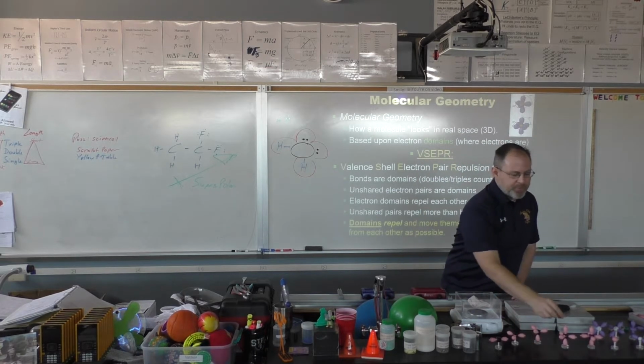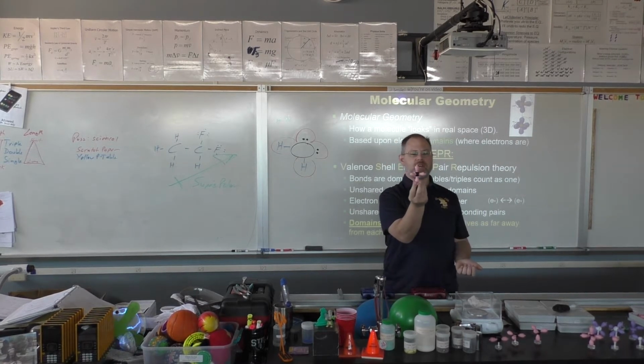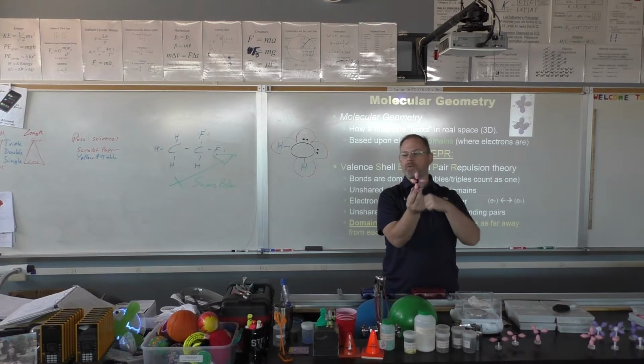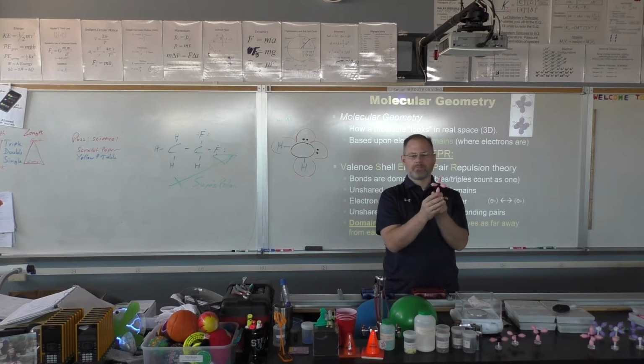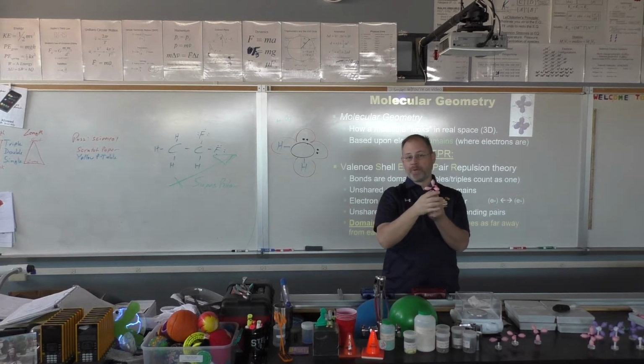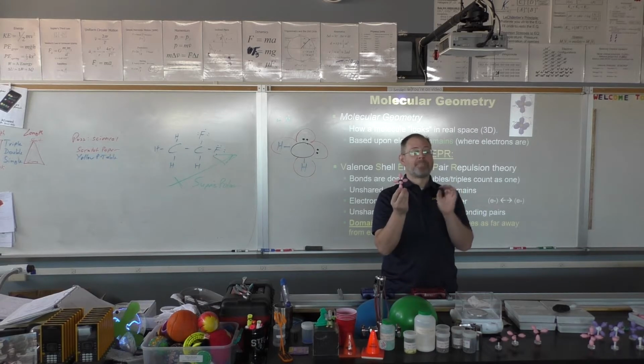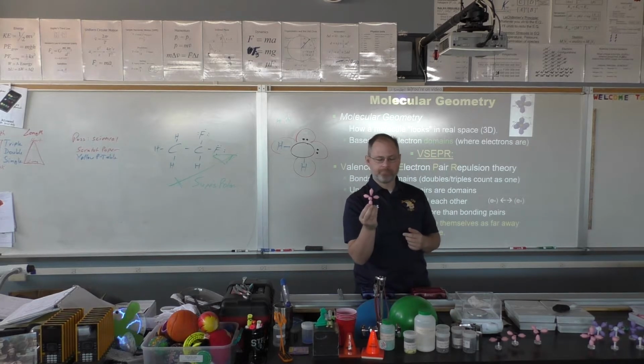Five is pretty cool. If you have five domains trying to orient themselves as far away from each other as possible, you get this shape, which is a triangle plane with one on top and one on the bottom. Are you ready? If you have five domains, you get a triangle pyramid on top of a triangle pyramid. So you get a double triangle pyramid. This is called trigonal bipyramidal. That's the crazy one, trigonal bipyramidal. You don't see it a lot, but you are going to encounter it now and then.